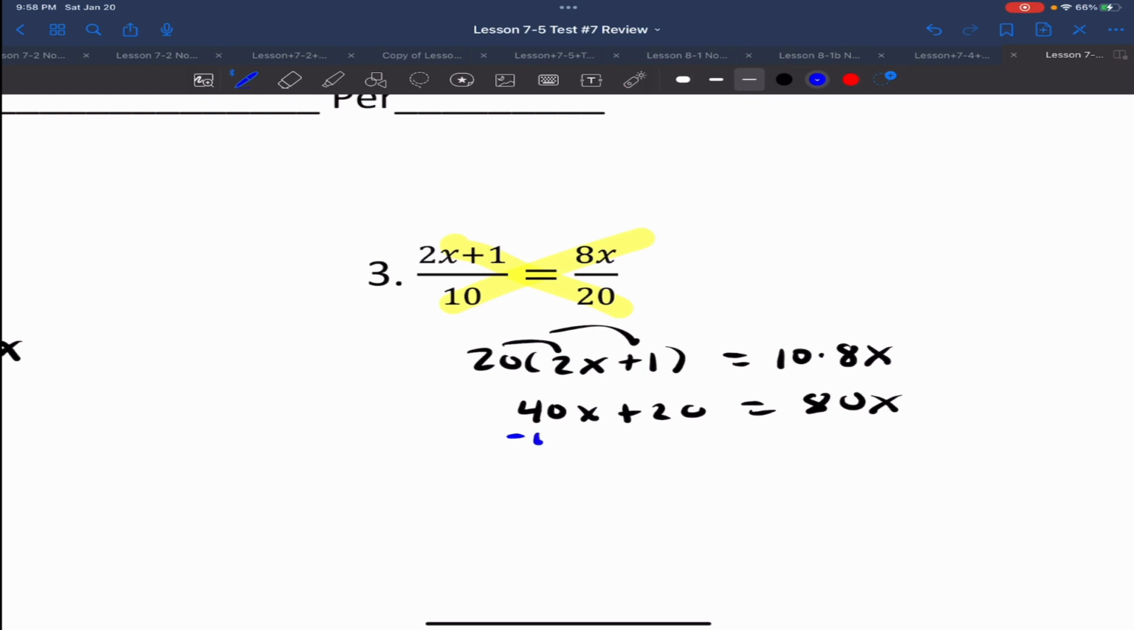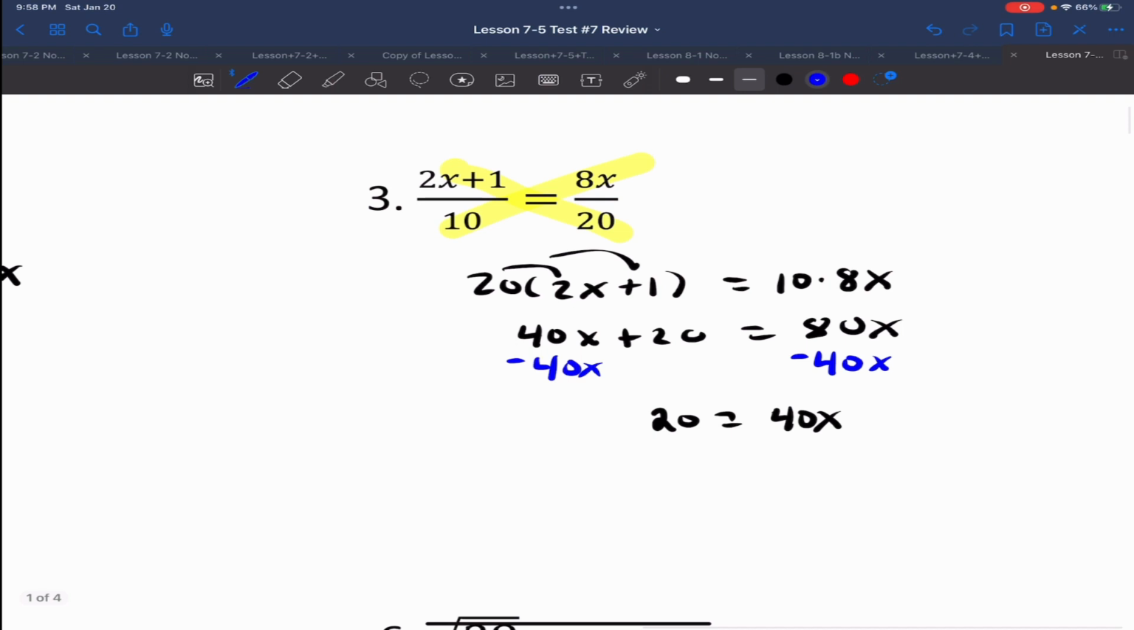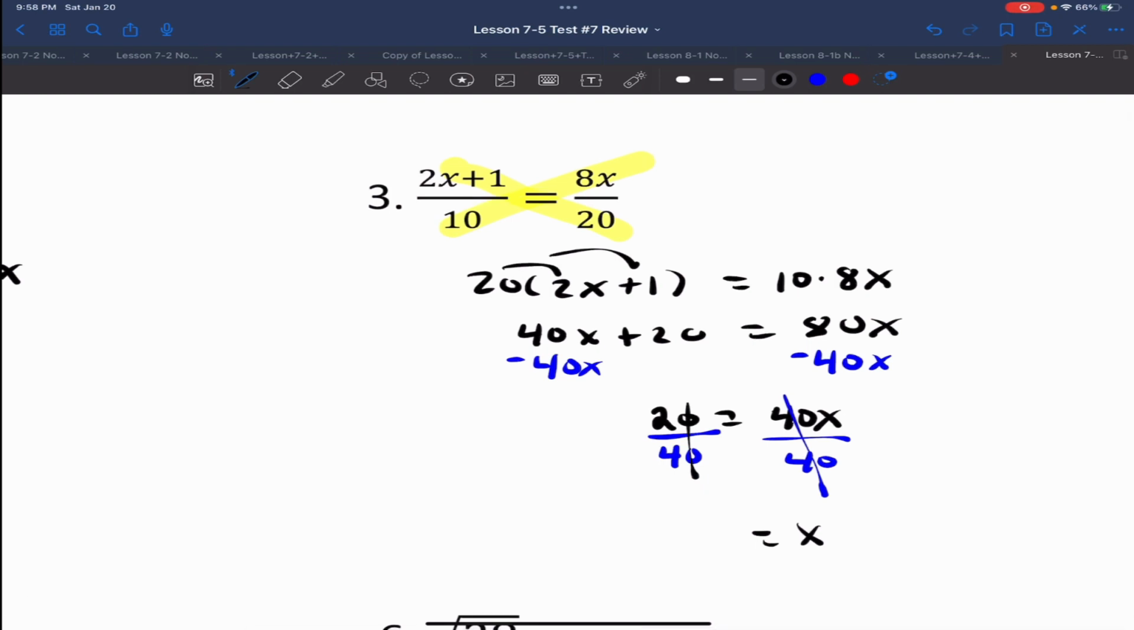So if I subtract both sides by 40x, I get 20 equals 40x. Then I divide both sides by, not 40x, just 40. So I have x equals 20 over 40, that reduces to 2 over 4. So 20 over 40 is the same thing as 2 over 4, but that reduces to 1/2. So that is your answer.